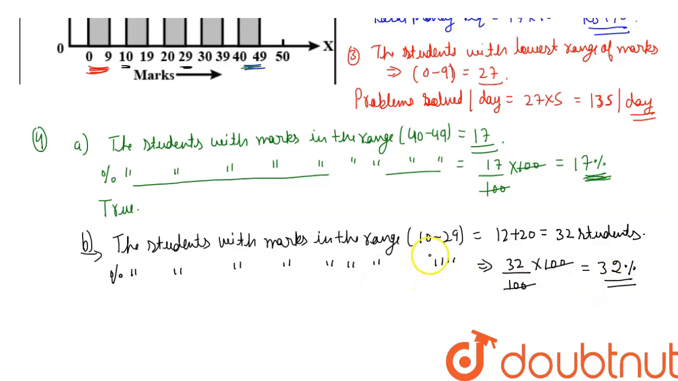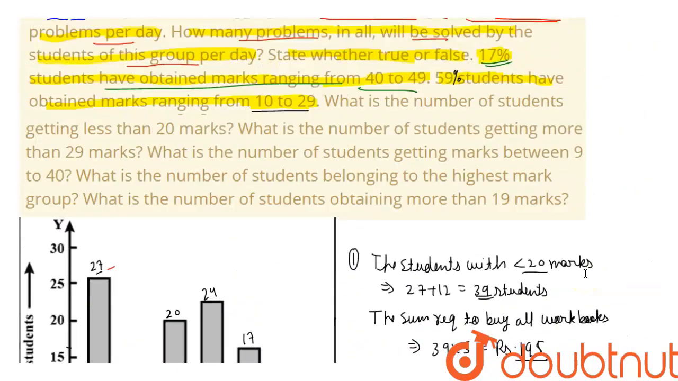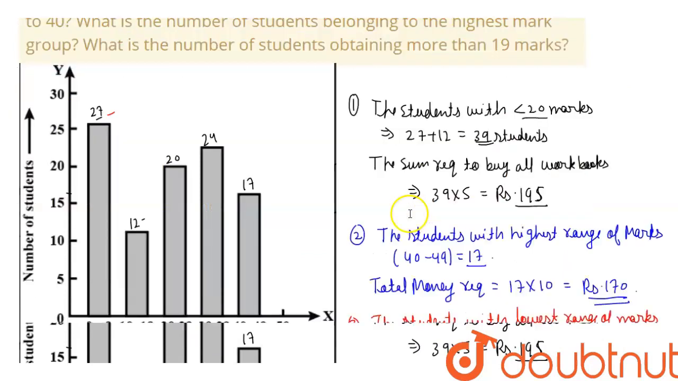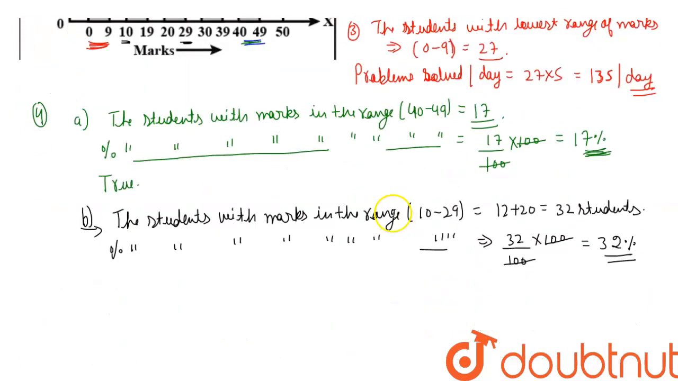So 32% of the students have got marks in this range, and in the question they have given us that 59% of students have got marks in the range 10 to 29. So here we have this statement as a false statement. The second statement given to us in the question is false.